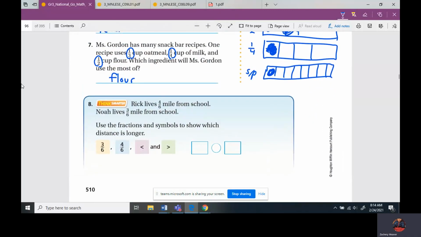So Rick lives 4/6 miles from the school. Noah lives 3/6 miles from the school. Use fractions. They have the same denominator. So we have 3/6 and 4/6. Same denominator means it's easy. What number is bigger now? 3 or 4? Going to be 4. Same pieces. They're going to be the same size. So now we just go off which one is bigger. So 3/6 is less than 4/6.